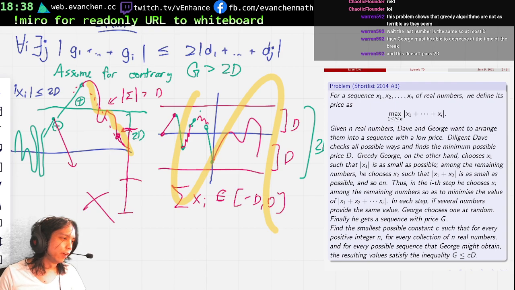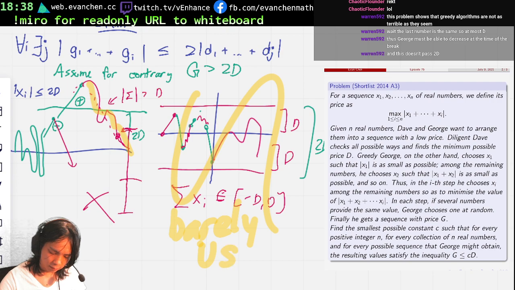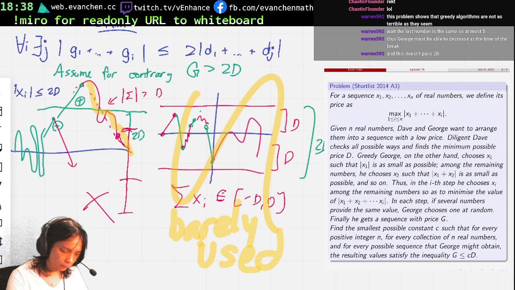We just care that each individual number has absolute value less than 2D, and the final sum is within 2D. That's the only thing you use. So this is barely used. The only things we need are that every x, all numbers, are in minus 2D to 2D, and also the total sum is in minus D to D.